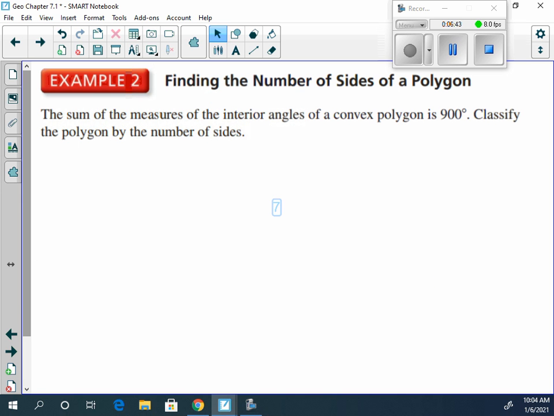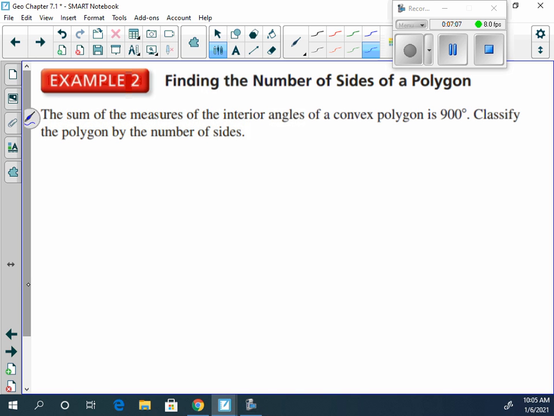I feel we're pretty good with this here, so let's move on to the next thing. Example number 2. Now this is still using the same formula, we're just using it a little bit differently. Now they tell us the sum of the measures of the interior angles of a convex polygon is 900 degrees. Classify the polygon by the number of sides.